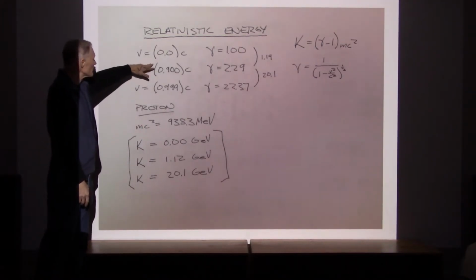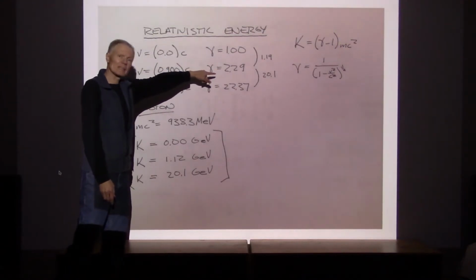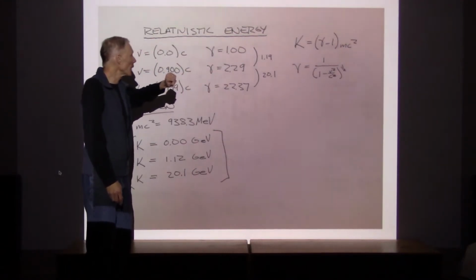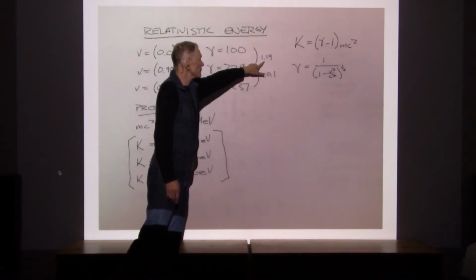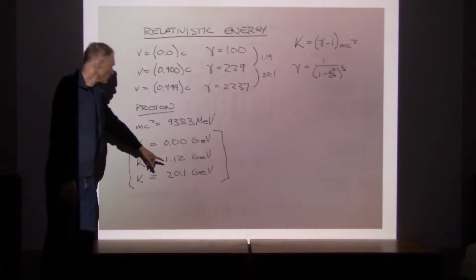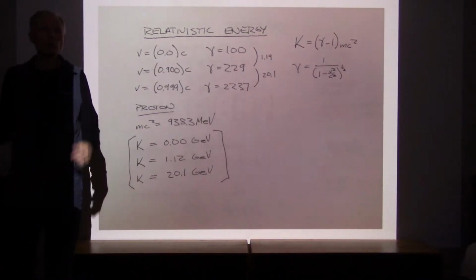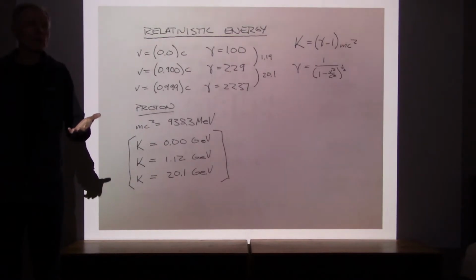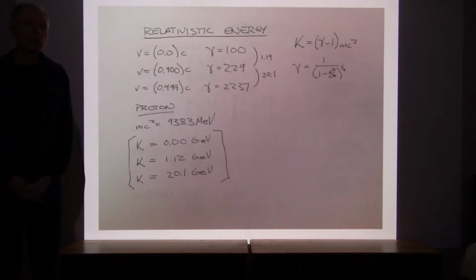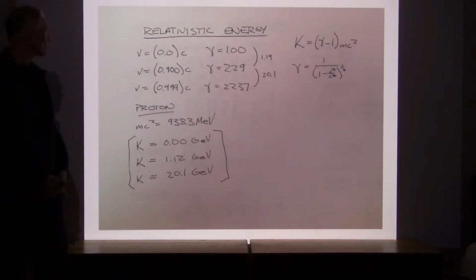To bring it up to a speed of 90% the speed of light means bringing it to a gamma factor of 2.29. That means an increase in the gamma factor of 1.19, and that corresponds to 1.12 GeV. So a little over 1 GeV of kinetic energy in order to bring a proton up to 90% the speed of light.